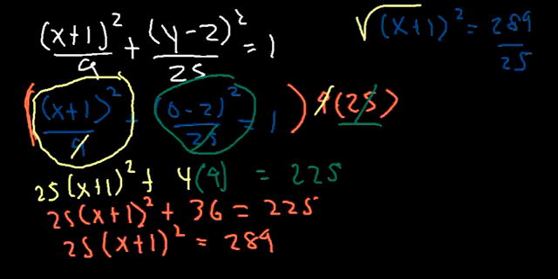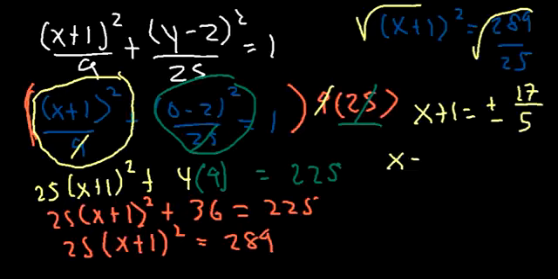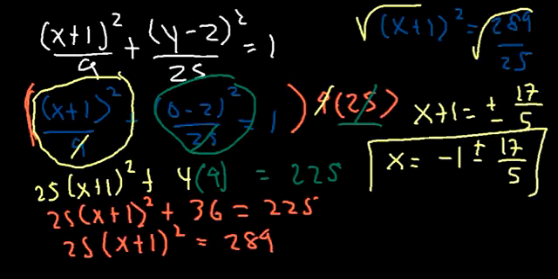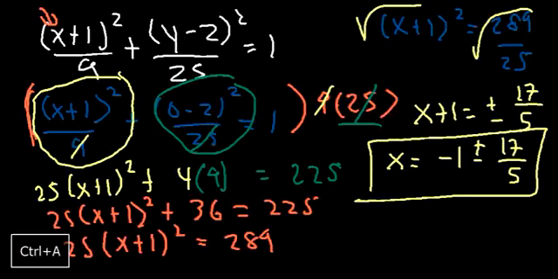And then take the square root of both sides. The square root of 289, I believe that's 17. And so you get x plus 1 is equal to plus or minus 17 over the square root of 25, which is 5. So x is -1 plus or minus 17 over 5. Now if you go back to the example that we had, notice that we have 2 x-intercepts because the ellipse touches the x-axis twice. If you want to find a y-intercept, plug in 0 for x, solve for y, and just follow the example that we just did. But now let's move on to hyperbolas.